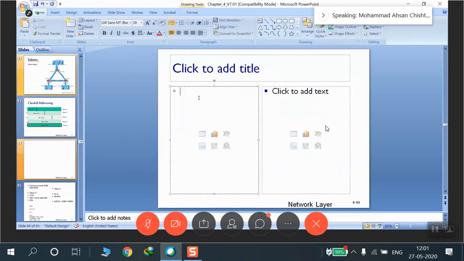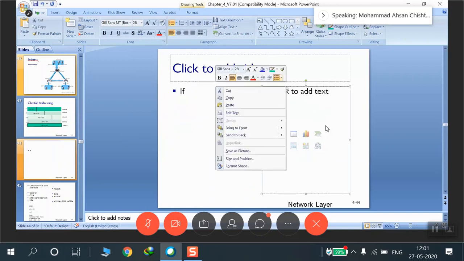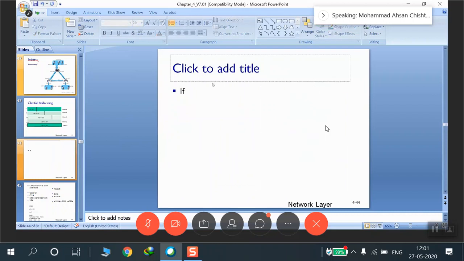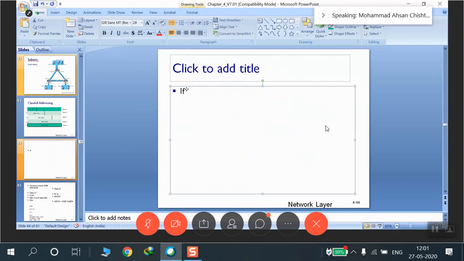Let me just write here. Now how to determine what address we have? I'll make a small flow chart to make you understand how to find which class this IP address belongs to.